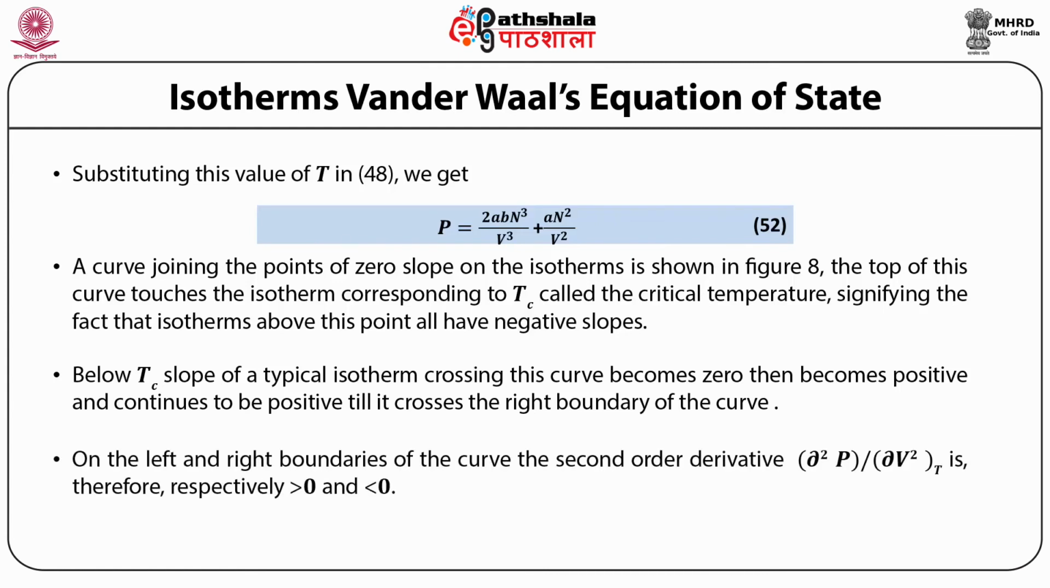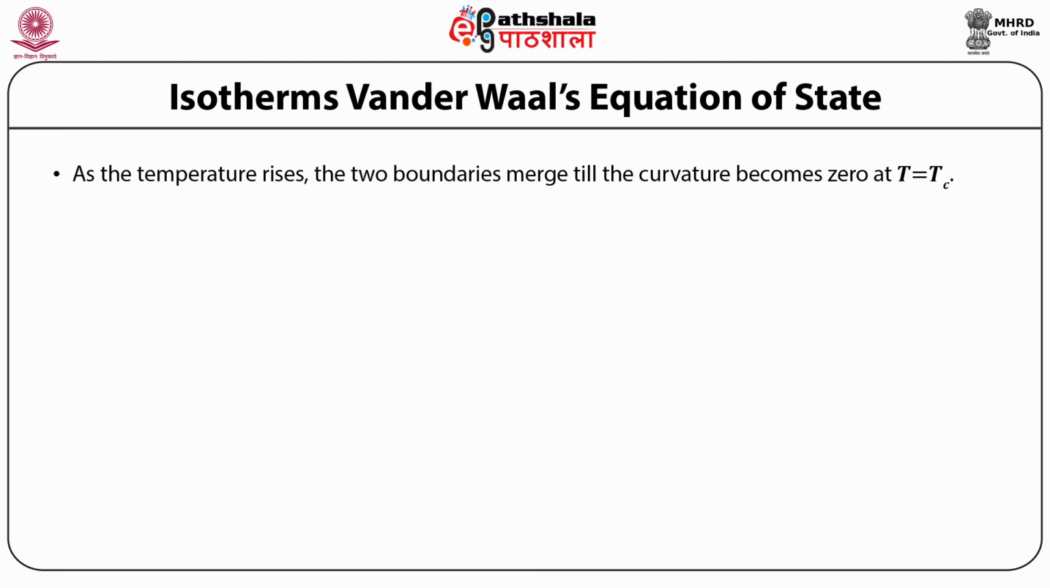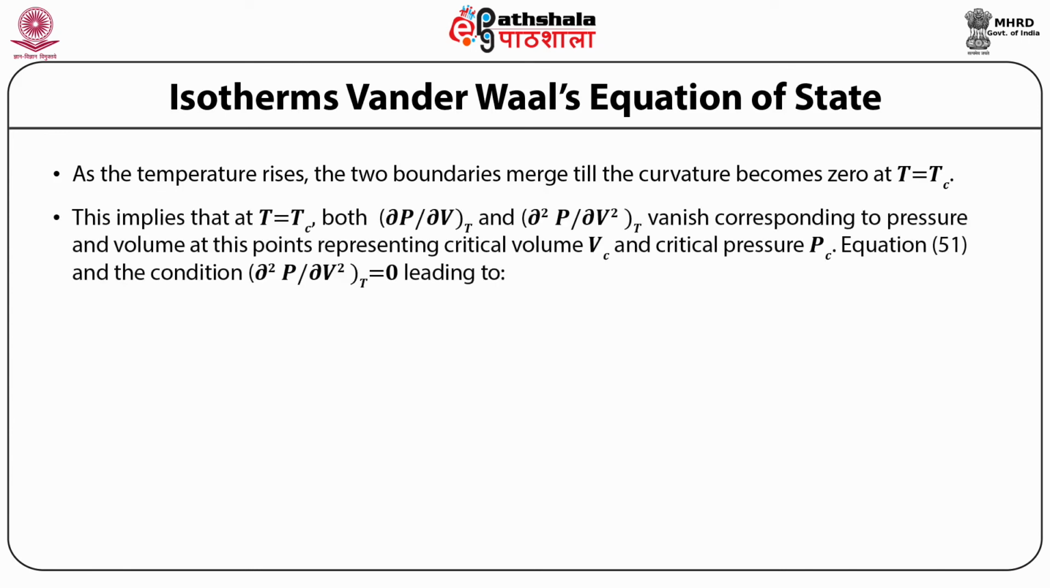On the left and right boundaries of the curve, the second order derivative, that is the partial derivative of P with respect to V, second order at constant temperature, is therefore respectively greater than 0 and less than 0. As the temperature rises, the two boundaries merge till the curvature becomes 0 at T equal to Tc. This implies that at T equal to Tc, both the partial derivative of P with respect to V at constant temperature and the second order partial derivative of P with respect to V at constant temperature vanish, corresponding to pressure and volume at this point representing critical volume Vc and critical pressure Pc.